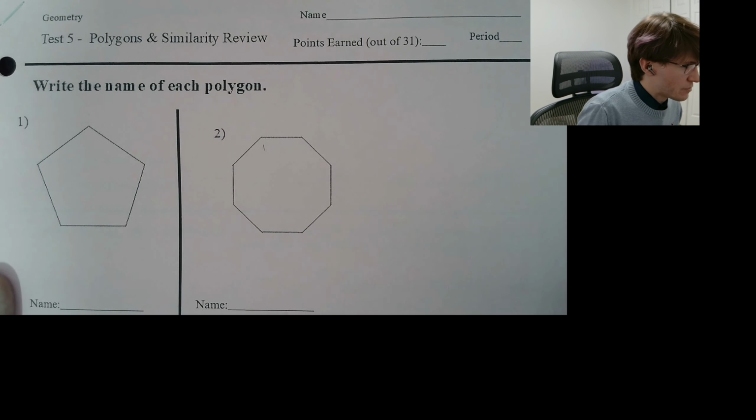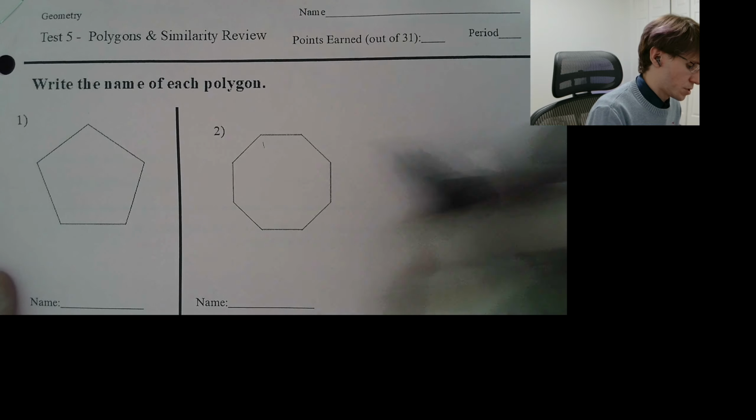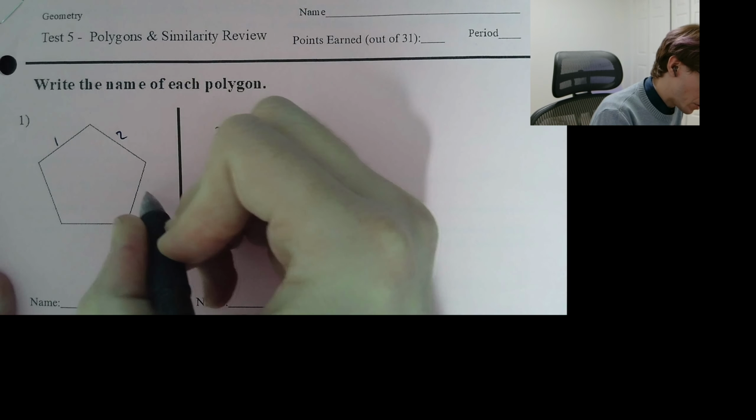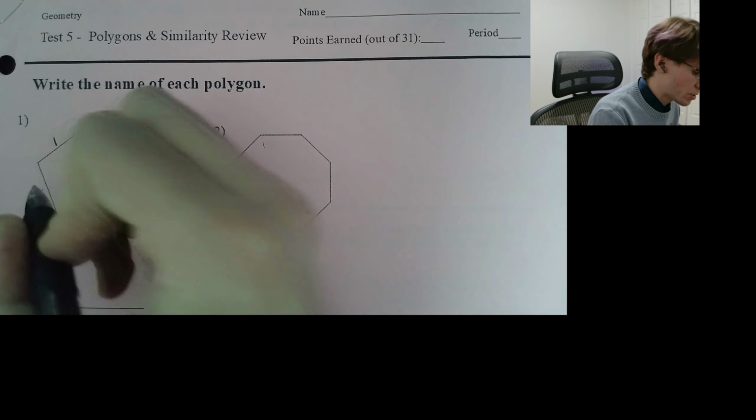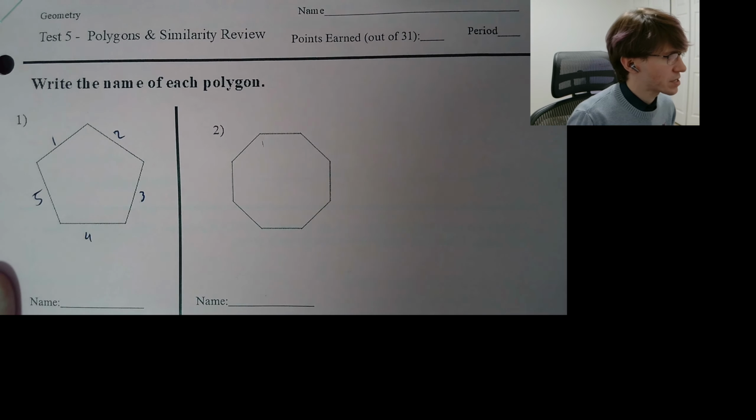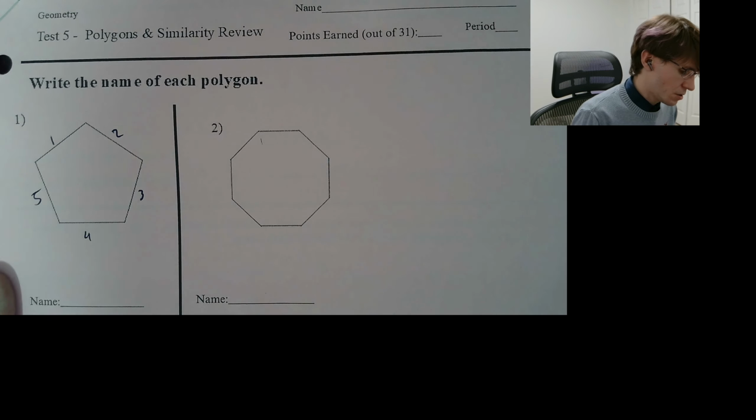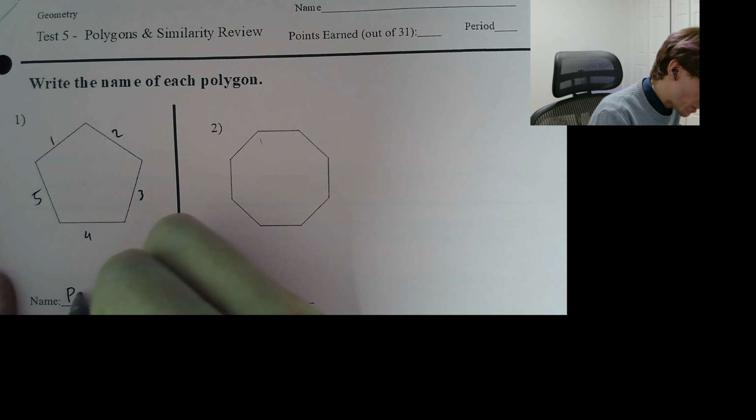So here, write the name of each polygon. Basically what you want to do is make sure you have all of those sides. You can just count them up. You don't necessarily need to actually number them off like this. I just don't like counting incorrectly, and that's the way to make sure I don't. So it's a 5-sided figure. The correct name for a 5-sided figure is a pentagon.